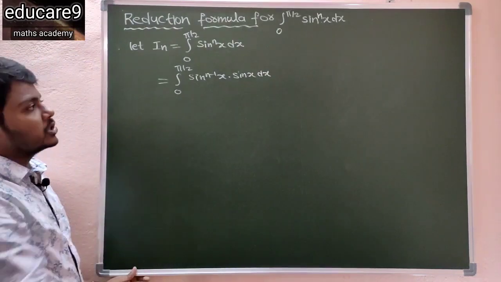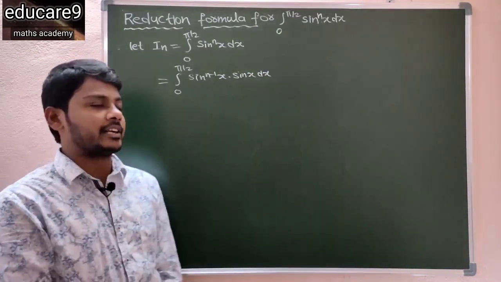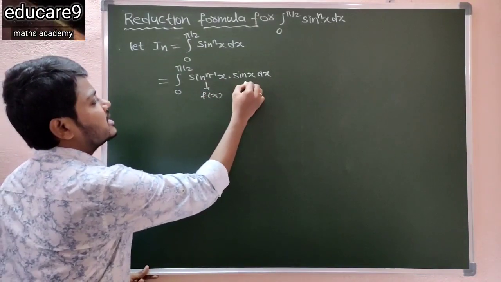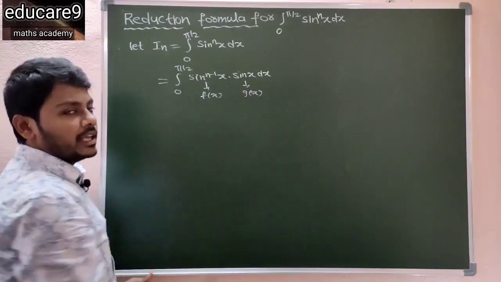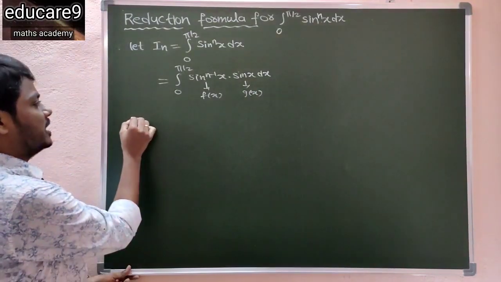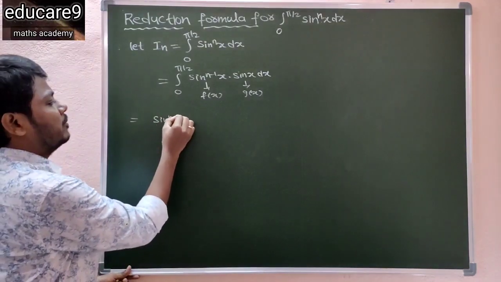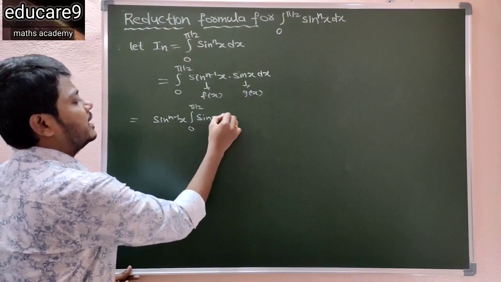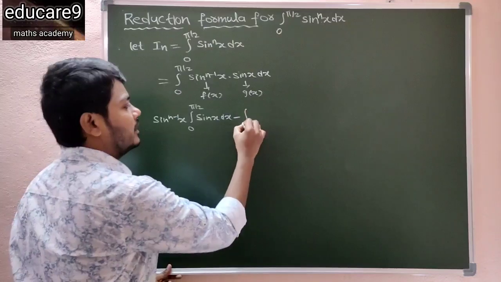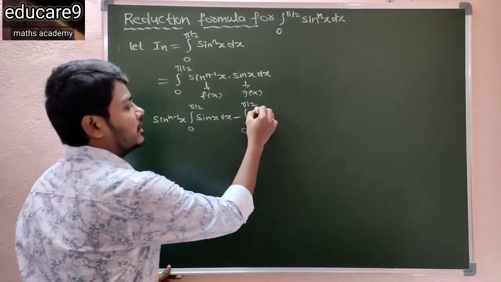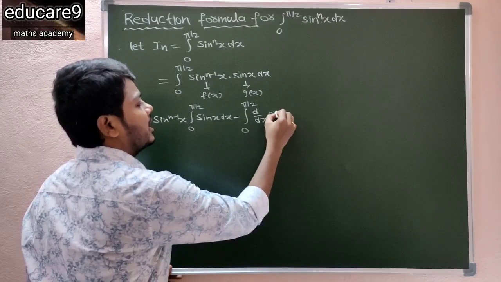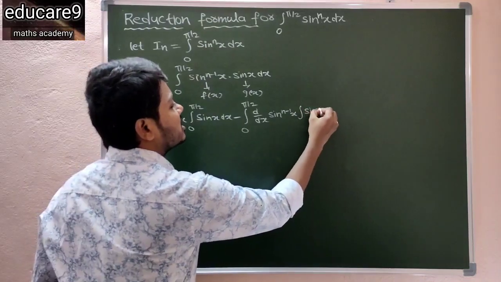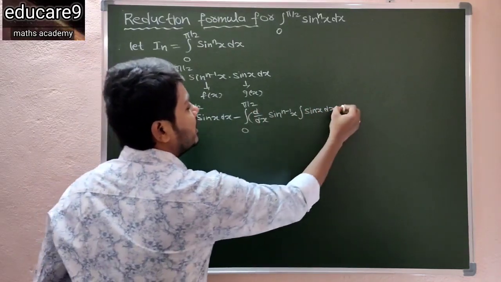Clearly, sin power n minus 1 x is not directly integrable. In that case, this is the first function and this is the second function, and we apply the integration by parts formula. So that is sin power n minus 1 x times the integral from 0 to pi by 2 of sin x dx, minus the integral from 0 to pi by 2 of the derivative of the first function, that is sin power n minus 1 x, times the integration of the second function, that is sin x dx, whole dx.